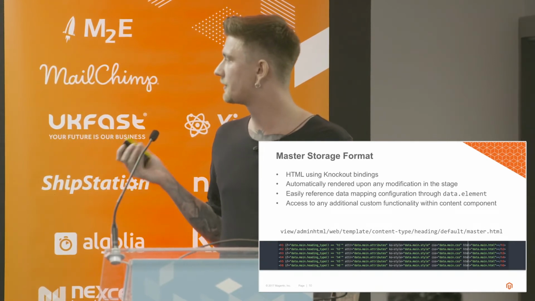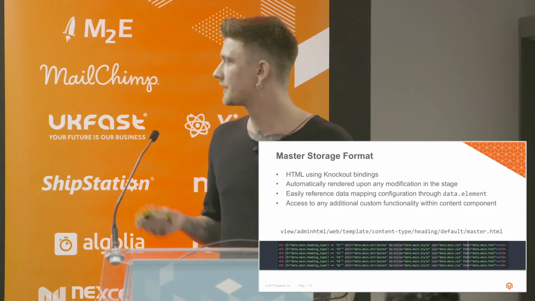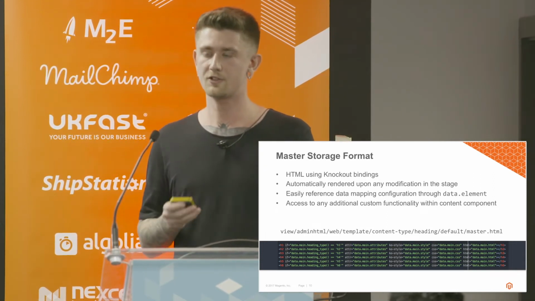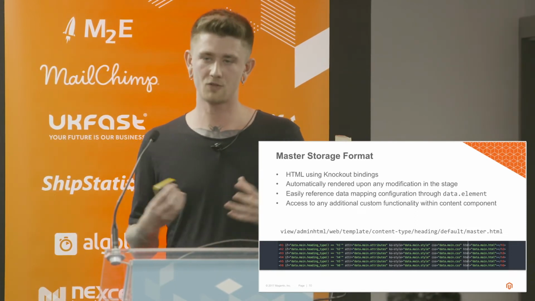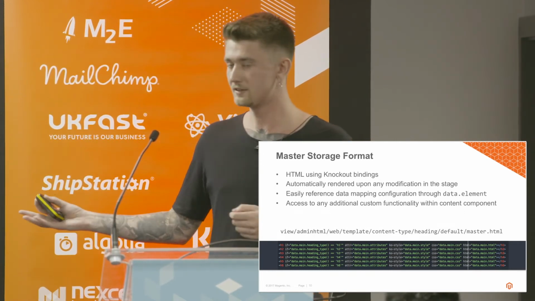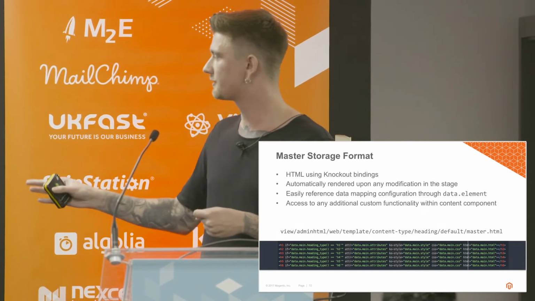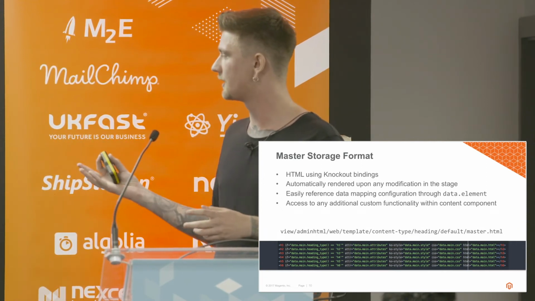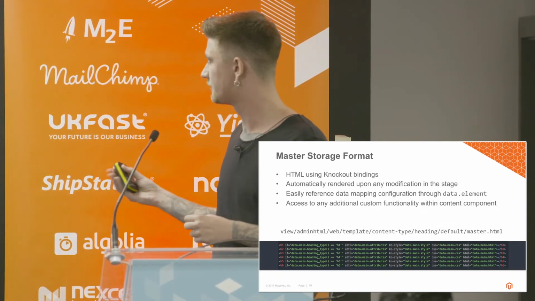We can easily reference the data mapping configuration through data dot, then the element name from the last slide. And we can access any additional functionality in that custom content component. This means we can manipulate data, change things around, and get the full power of JavaScript when we're rendering this master template. And down the bottom here, you can see an example for the heading. You can see we're using Magento's abstracted knockout bindings here. In essence, if the heading type is H1, we display this element. And then we apply the attributes using the knockout attribute, style, CSS, and HTML.